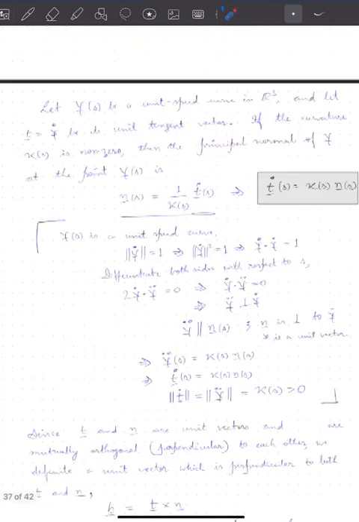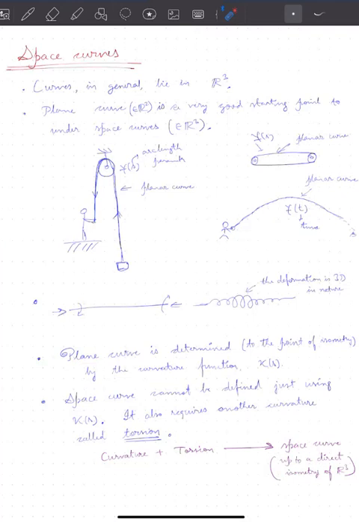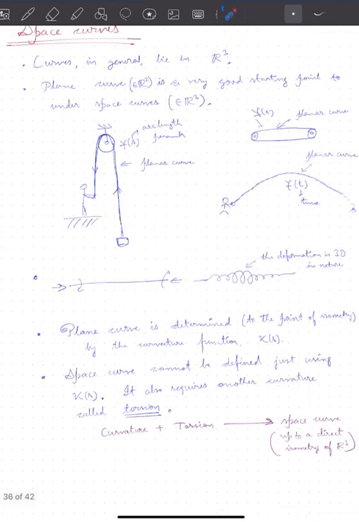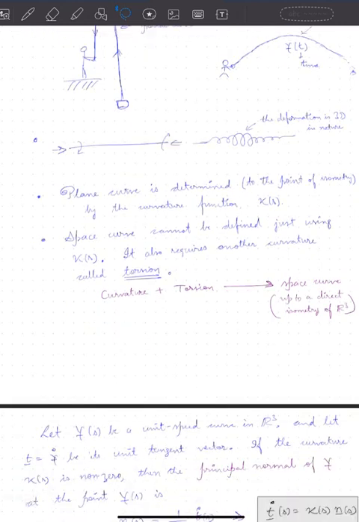In the last session, we had just begun our discussion on space curves. As we recall, curves in general tend to lie in the 3D Euclidean space. Plane curves happen to be a special case of space curves, and we saw certain examples of plane curves in real life scenarios. What we concluded is that a plane curve can be determined up to isometry by the curvature function kappa of s.